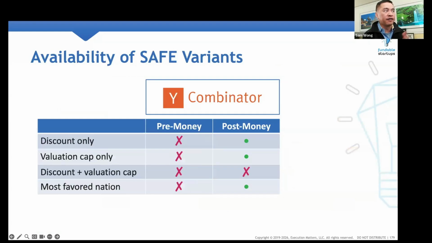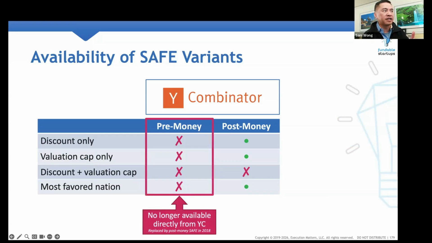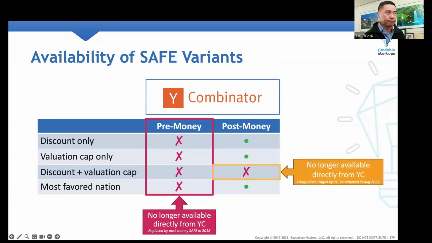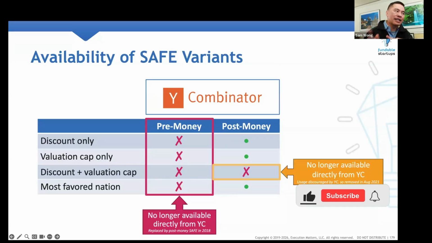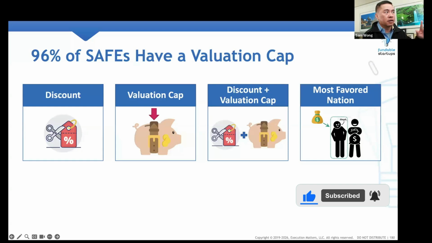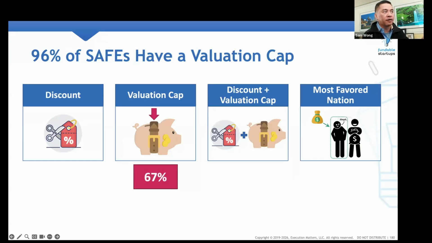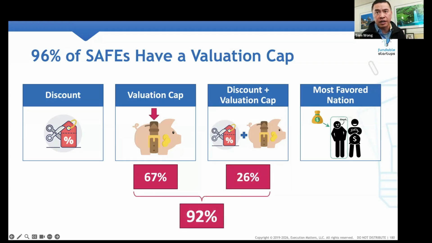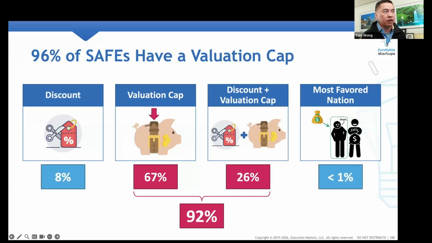Okay. So availability, the pre-money safe is not available from Y Combinator anymore, and the post-money safe is not available from Y Combinator. Oh, excuse me, not the post-money safe, the discount plus valuation cap. Sorry about that. I misspoke. Okay. So conceptually, of the four variants of the safe, most of them are val cap versions, with 26% still val cap plus discount, which means 92% of safes have at least a valuation cap. 8% use the discount only, and less than 1% use the most favored nation version.